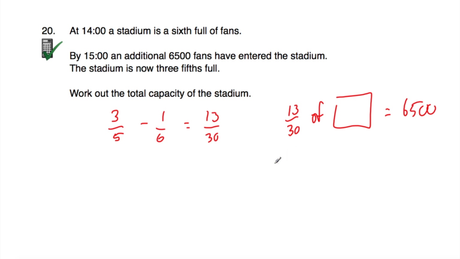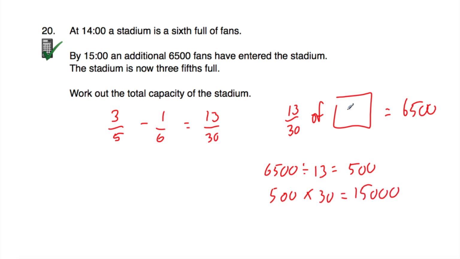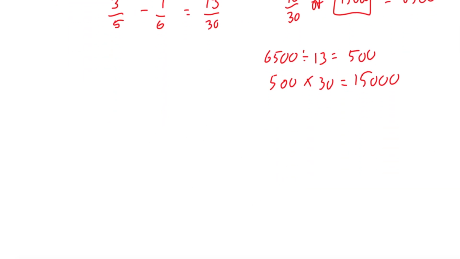So let's work backwards. Let's take our 6,500 and divide it by 13, and then that's equal to 500. And then we're going to multiply by the denominator. So we're going to do 500 multiplied by 30, and that's equal to 15,000. So that means the total capacity of the stadium is 15,000. So that means the total capacity of the stadium is 15,000 fans. Let's write that down, 15,000.